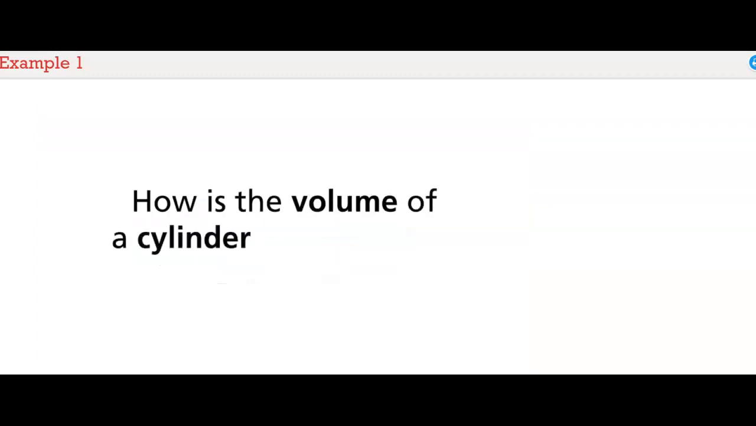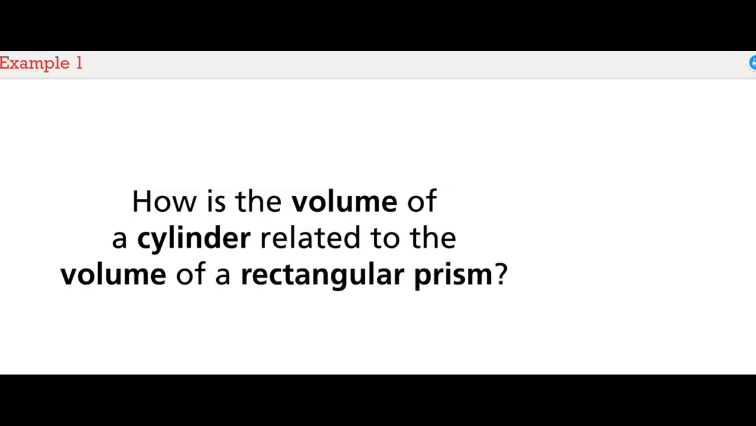How is the volume of a cylinder related to the volume of a rectangular prism? Think about this question during the lesson.